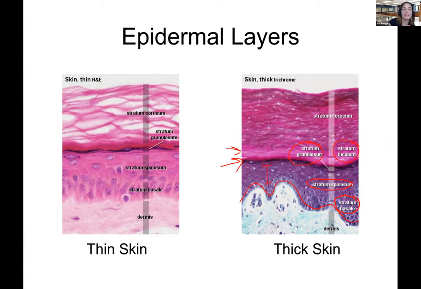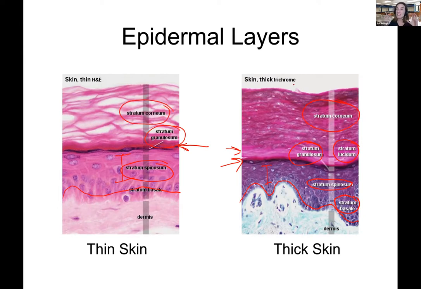If we look at the left, again, we still see the same layers. Stratum basale. All of this is the stratum spinosum. Again, this dark band is the granulosum. The dark band is always the granulosum. And then the last layer, the one at the very top that I have not talked about yet, you can see on both of these, is the stratum corneum.